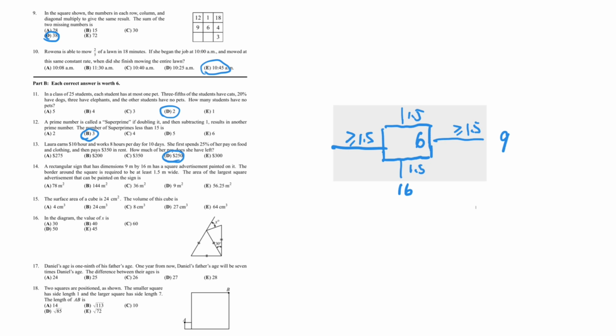The border on the length will be 16 minus 6 gives us 10. Each side is the 5. The area of the largest square advertisement: the square area is the side length squared. In this problem, side length is the 6, so 6 squared, that's the 36. Therefore, the answer of 14 is C.